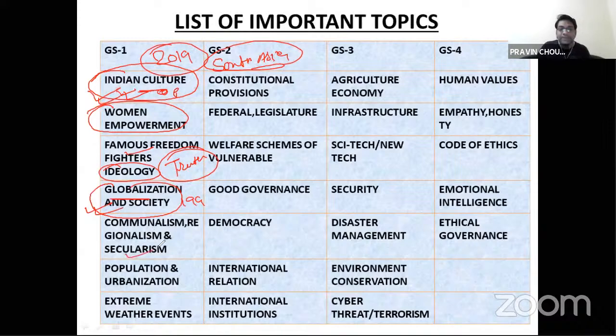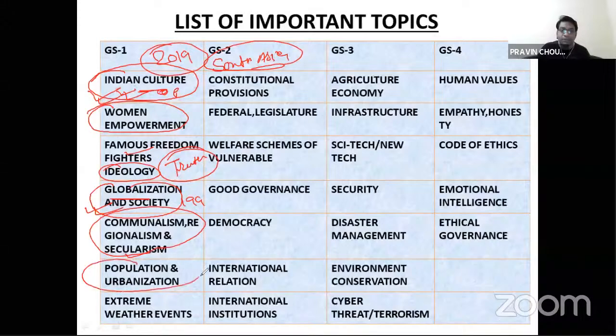Communalism, regionalism, and secularism. These are burning issues nowadays. Communal violence you see in our country. Media spreads fake news here and there, which causes the spread of communalism and violence everywhere. So you can write what your thinking is about regionalism, and what secularism should be. India is a secular country, so what extra should the government do for providing proper secularism in our country.